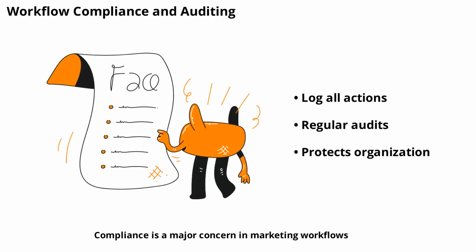Compliance is a major concern in marketing workflows, especially for regulated industries. Set up your automation tool to log all actions, approvals, and changes. Regularly audit your workflows to ensure compliance with internal policies and external regulations. Having a robust compliance process protects your organization and builds trust with customers and stakeholders.